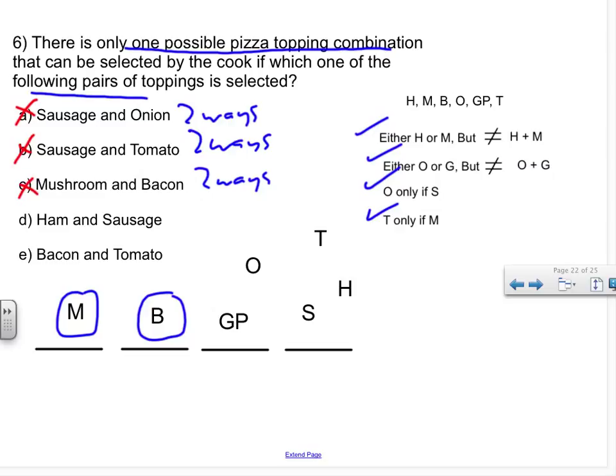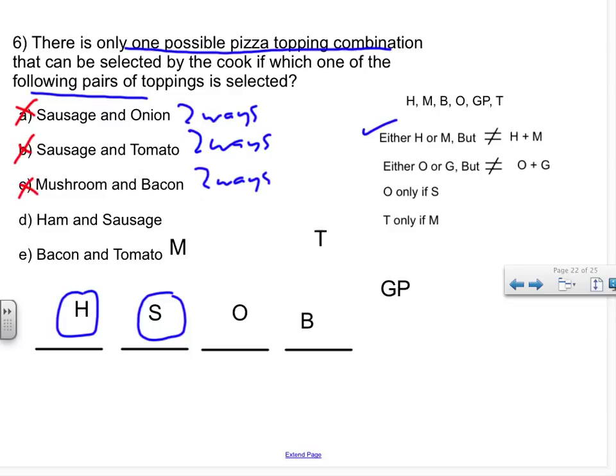So for D, we have ham and sausage. Let's give that one a try. So let's clear off our conditions. So we've got our H for condition 1. And the second, I know I need O or G. And we got our S. And T only if M. So I can't use T. And I can't use G, but let's try B.